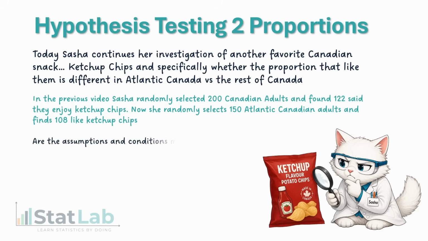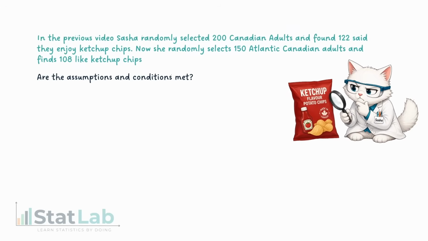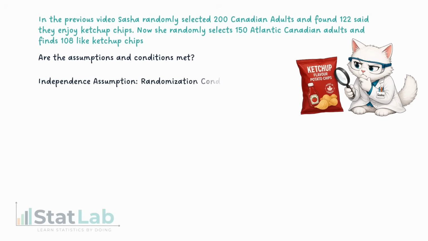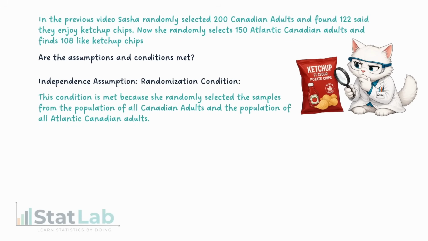So let's make sure our assumptions and conditions are met. First thing we'll start with is our independence assumption, randomization condition. So this condition is met because she randomly selected the samples from the population of all Canadian adults and the population of all Atlantic Canadian adults.